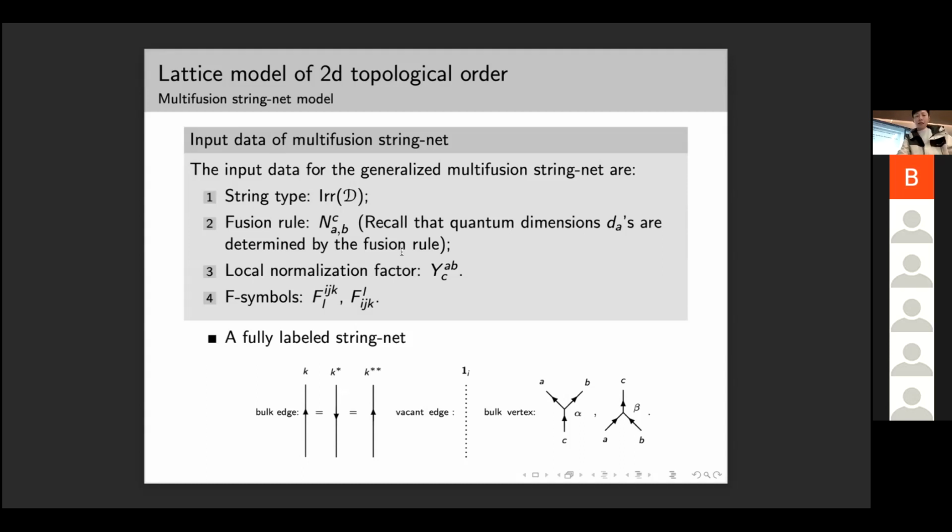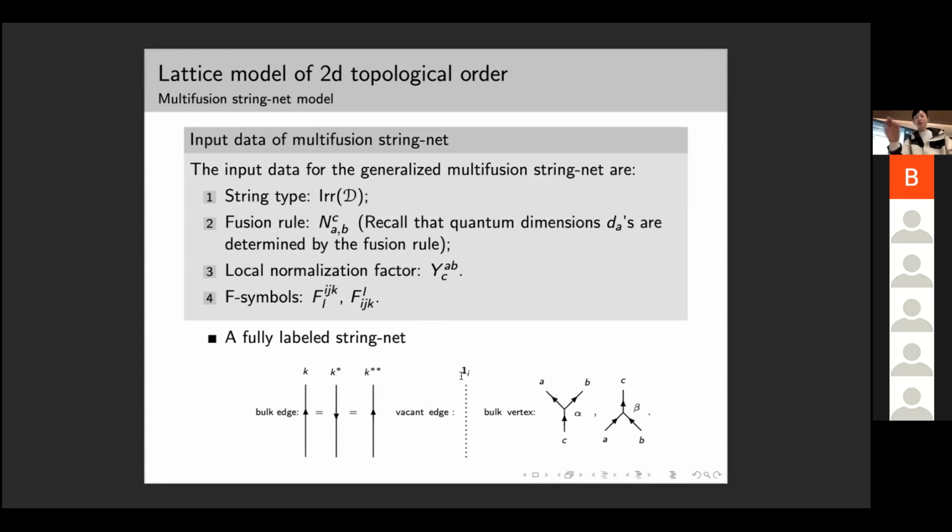A fully labeled tri-net is just like this. For each edge we have a direction, and we can reverse this direction by just taking the dual of the original labeled object, and then we can reverse the direction of each edge. And for the vacant edge, we just introduce this tensor unit, and I just label the component of this tensor unit.